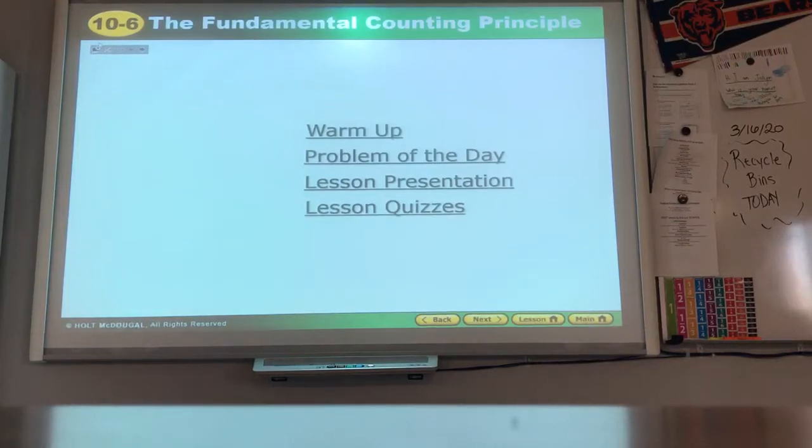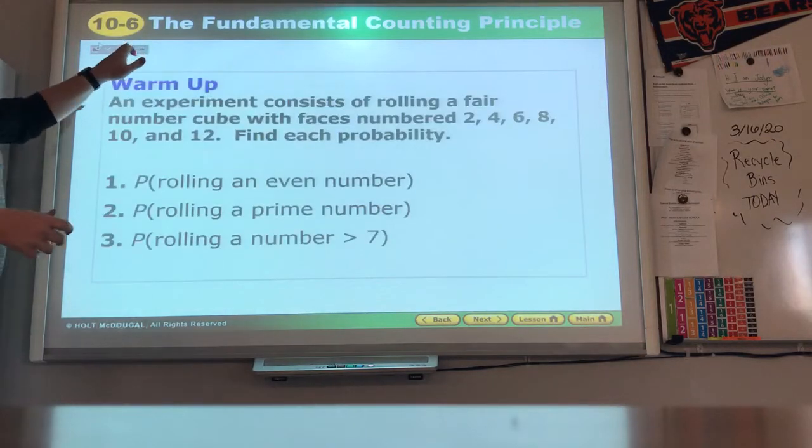Welcome back, 8th grade. The fundamental counting principle. These aren't too bad, but we do have to think. All right, you guys are pretty good at that, and hopefully you're up for the task.